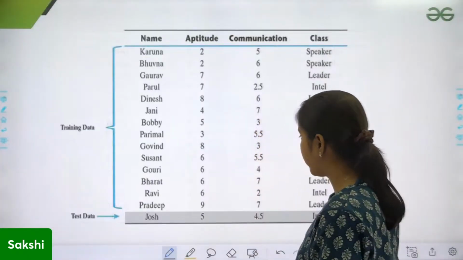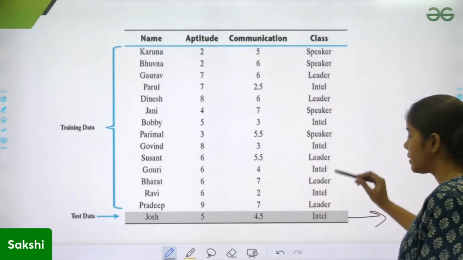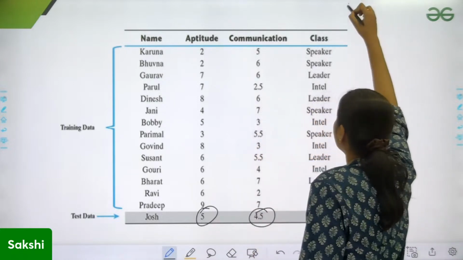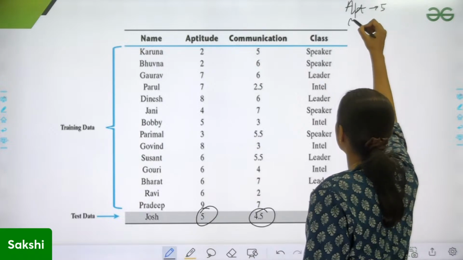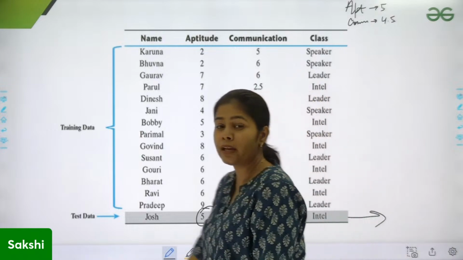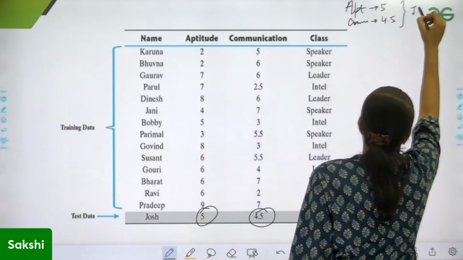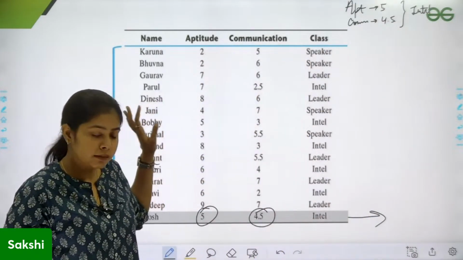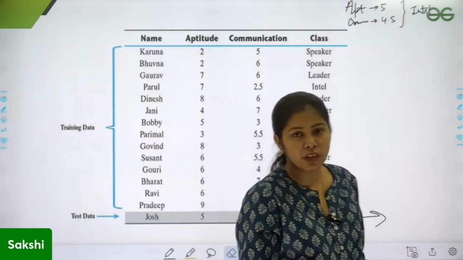So what would I do? I'll give this last value to my test data. Just remember, in test data we have aptitude 5 and communication 4.5. So this is my test data, and the student's category is intel. What would I do? I'll plot this data, because 2D data is easy to plot, so that's why I'm plotting. Otherwise you do not need to plot.